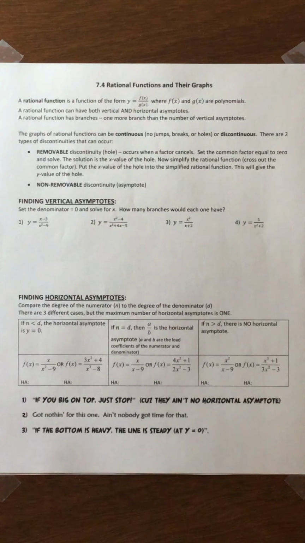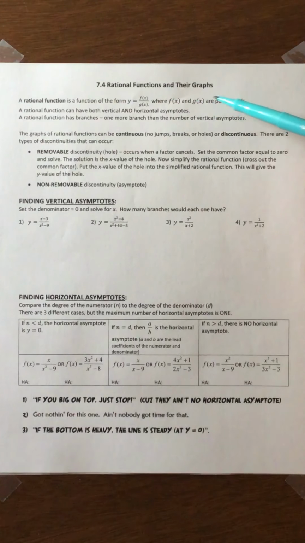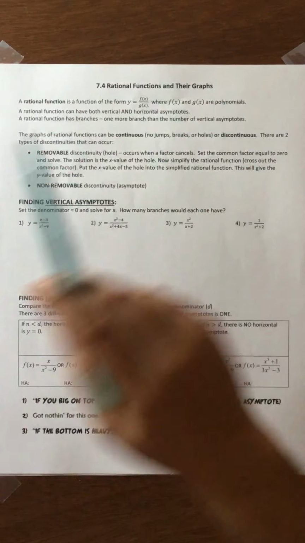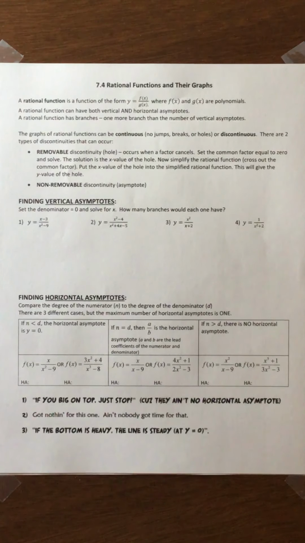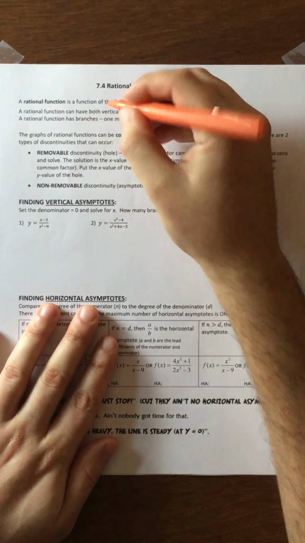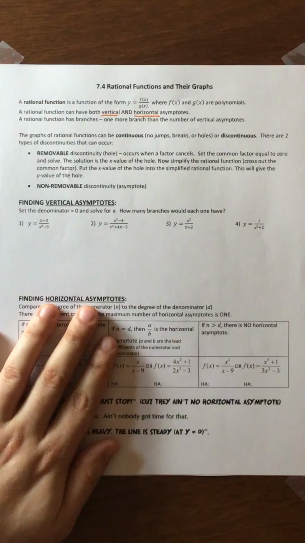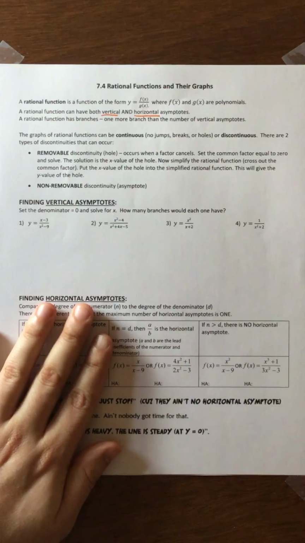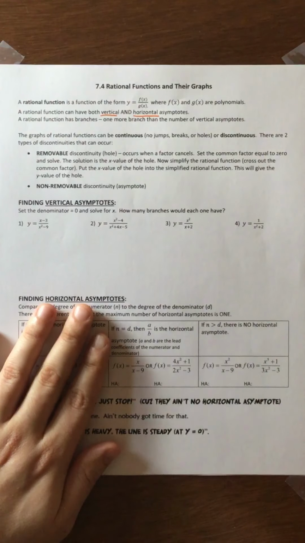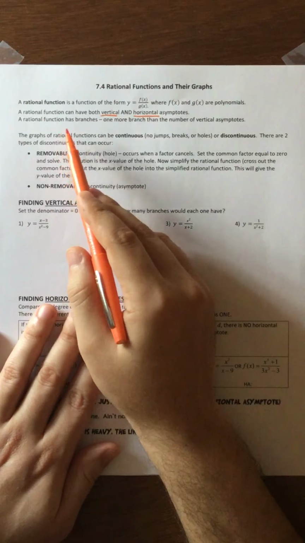Alright, a rational function is of the form y equals f of x over g of x, where f of x and g of x are polynomials. I'm going to highlight just some key things I want you guys to remember. A rational function can have both a vertical and horizontal asymptote. It doesn't have to, but it can have both. It can also have a third one, which we're going to see, called an oblique asymptote, but don't worry about that for right now.